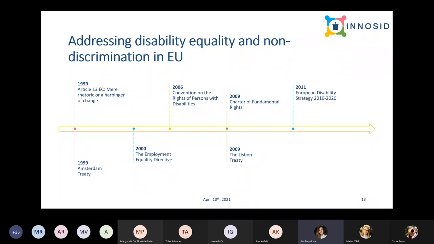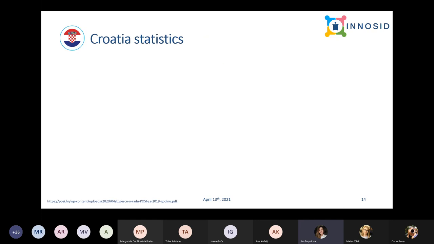And finally, I have listed the European Disability Strategy that was active till 2020, and the newest strategy for the rights of persons with disabilities that will be in place from now until 2030. Has also mentioned the European Disability Strategy, I think.